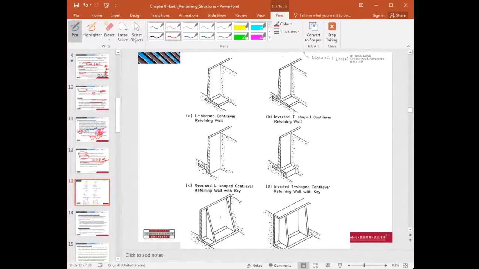Here you have the counterfort, right? Counterfort. And here is the buttress, right? In Hong Kong, we have a lot of T-shape. So you have the inverted T, but here is the L shape, right? L shape.